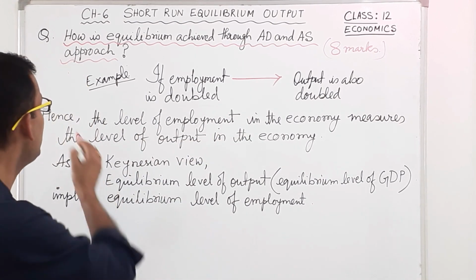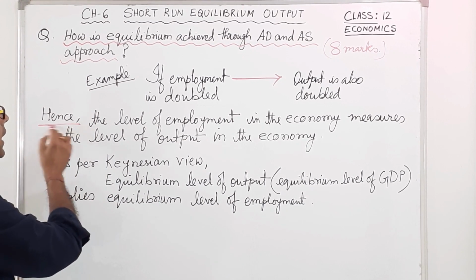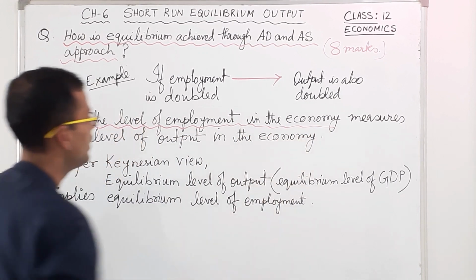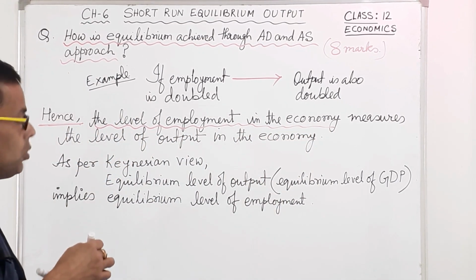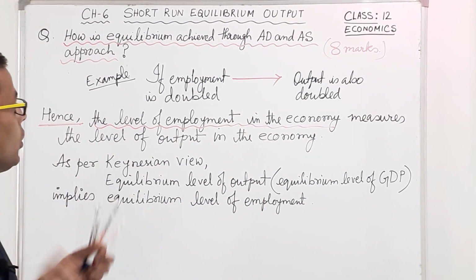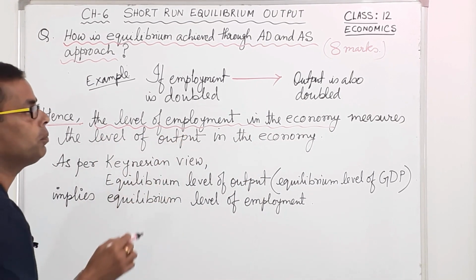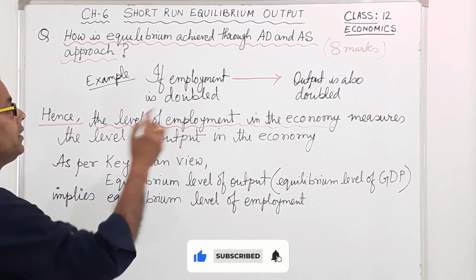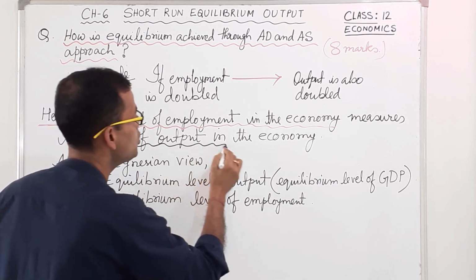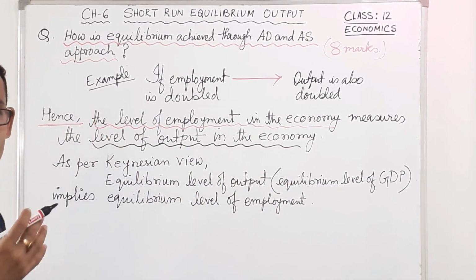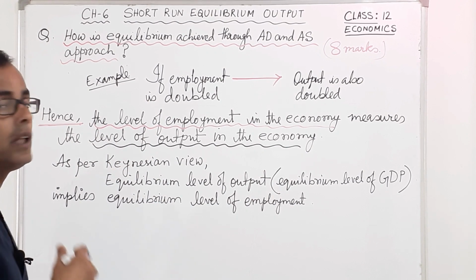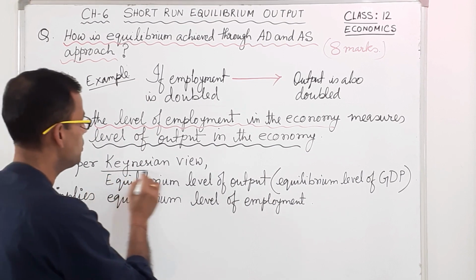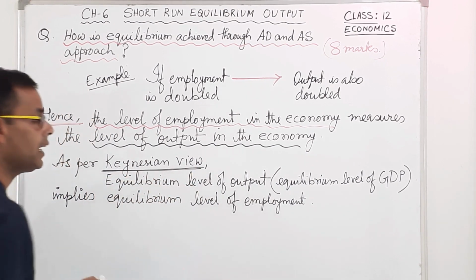ठीक है, hence what we can say, the level of employment in the economy, in the full economy, in the total economy, so how much employment of resources I am doing, it is only measuring what? The level of output. Okay, जितना ज़्यादा employment of resources करेंगे इकोनॉमी में उतना ज़्यादा आउटपुट होगा. ठीक है, as per the Keynesian view, तो J.M. Keynes ने क्या बोला है?